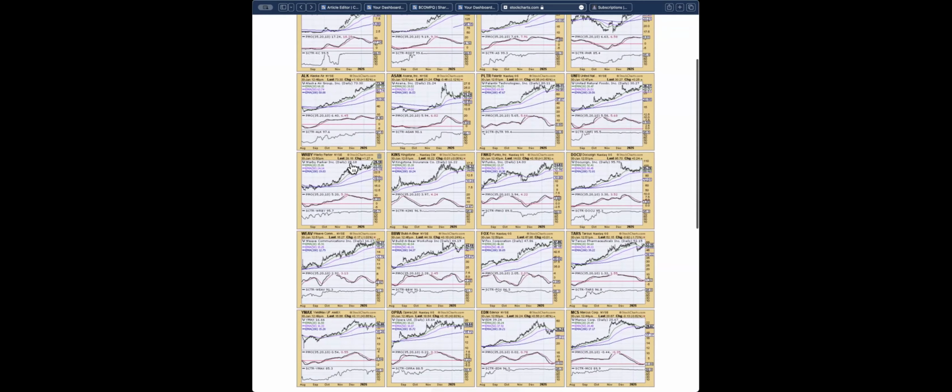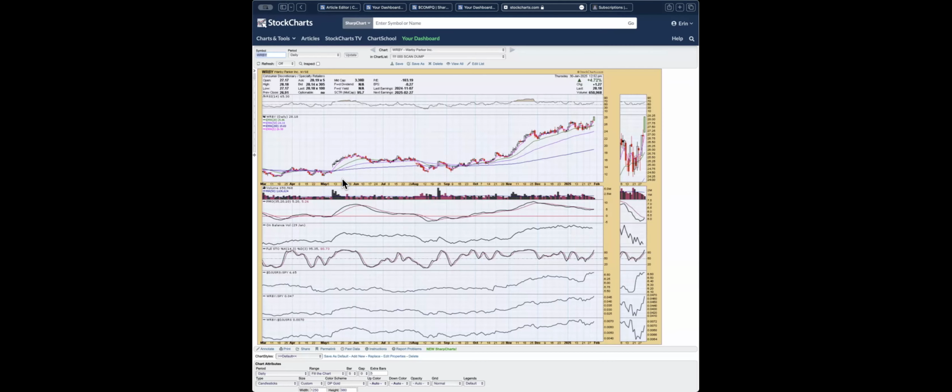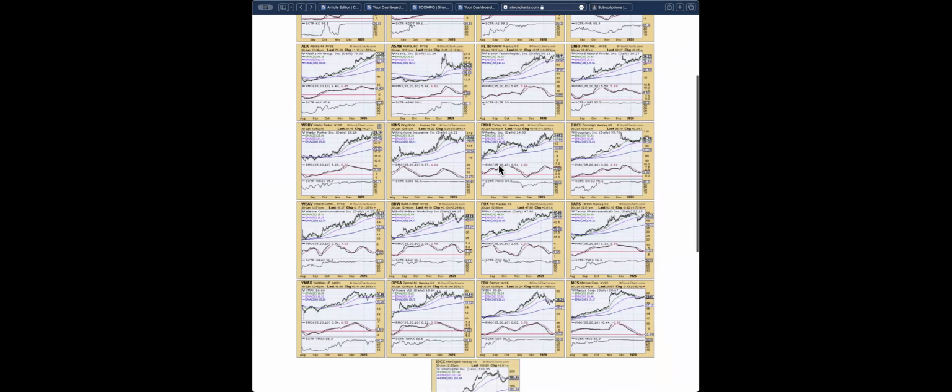Here's a great one that's moved up and is making new highs. PMO getting ready to cross above its signal line, well above the zero line. So good signs there. So you can see really all of these stocks that I have pulled up from this particular scan really do have a lot of the characteristics that you want to see on the PMO.